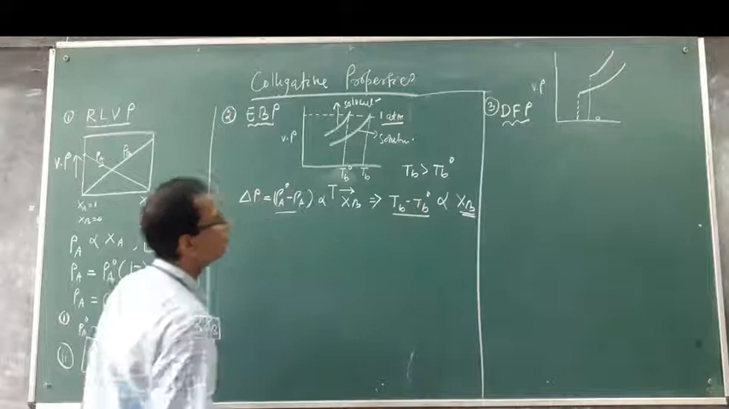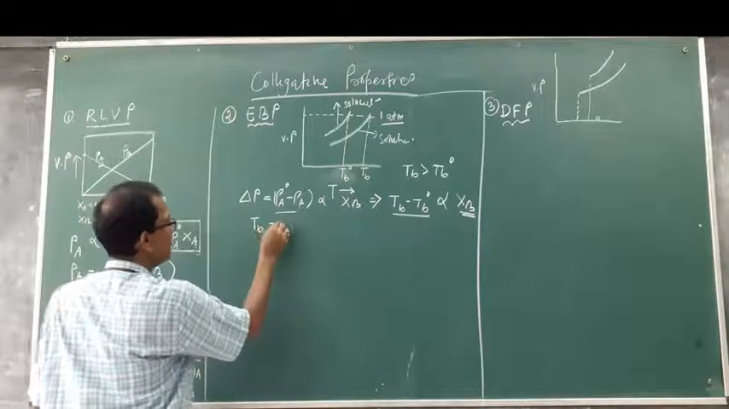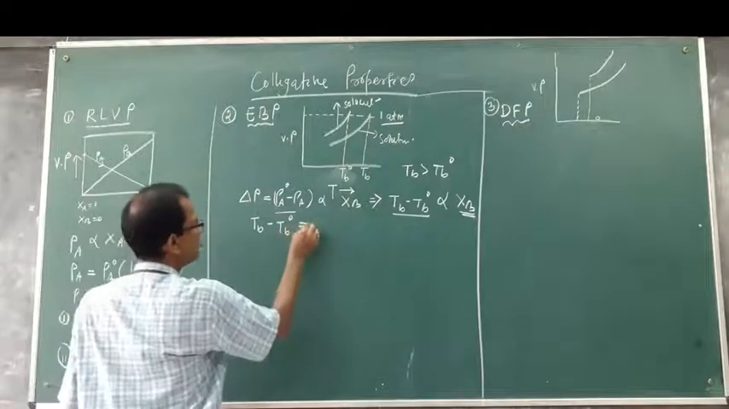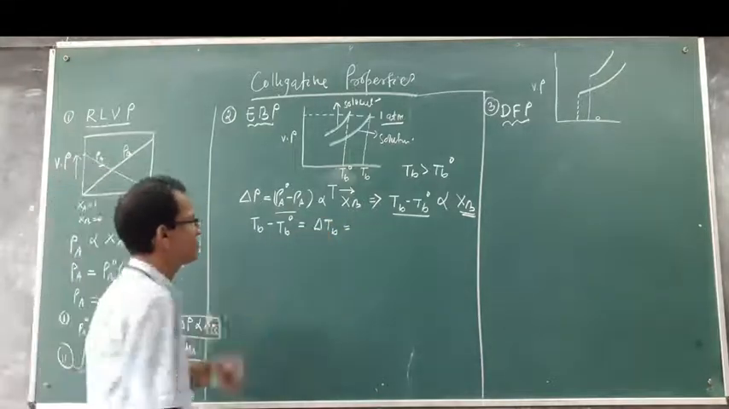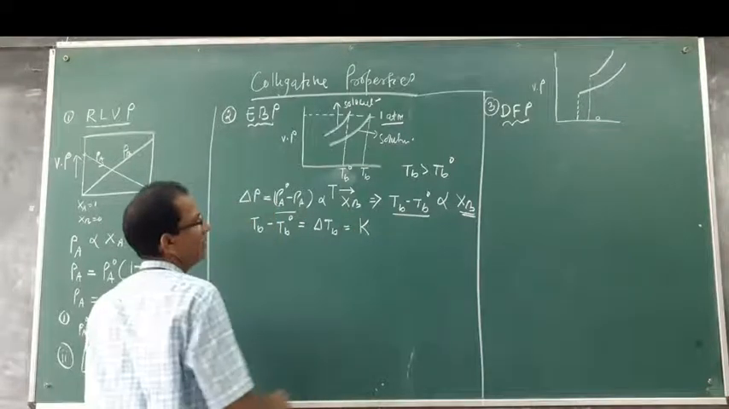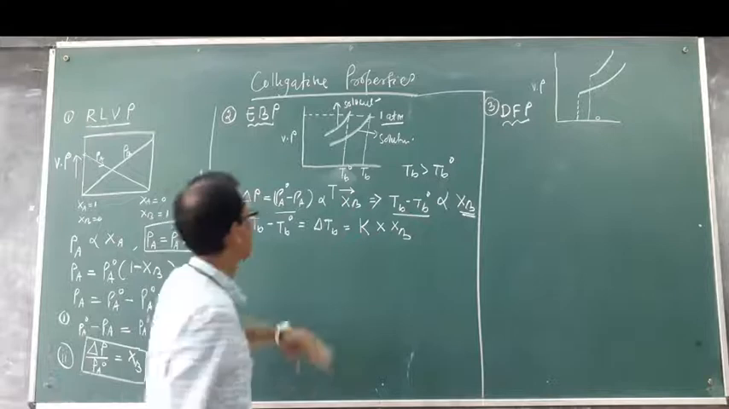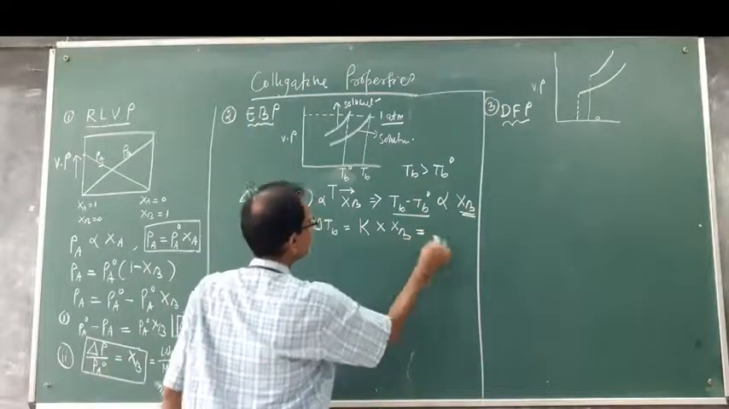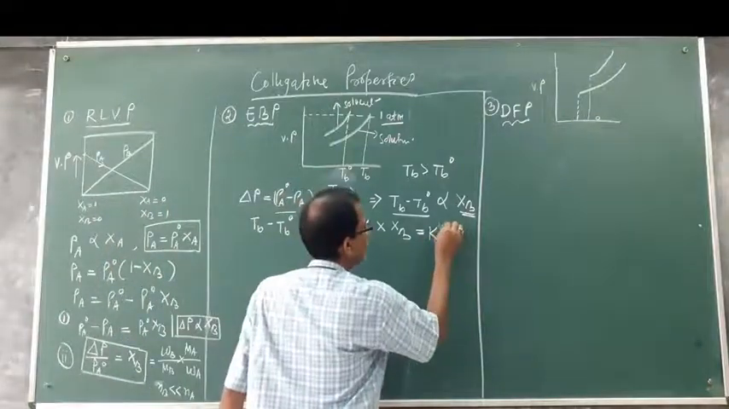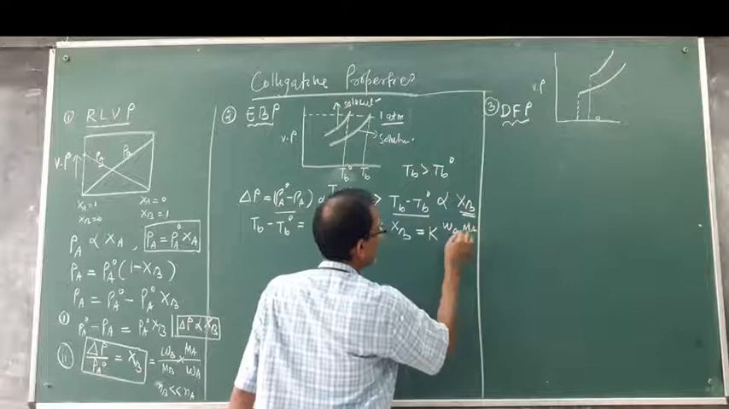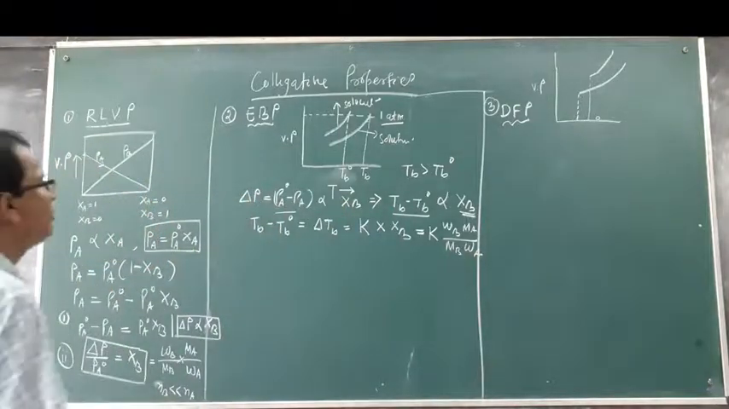Now TB minus TB naught is proportional to IB. So if you write this, TB minus TB naught, which is del TB, the difference, is equal to some constant, let it be K, into IB. K is a constant. Now this you already know, IB can be written as, already we have discussed here, IB is equal to WB upon MA upon MB WA. Already we have written these things. Now delta P is equal to this much.